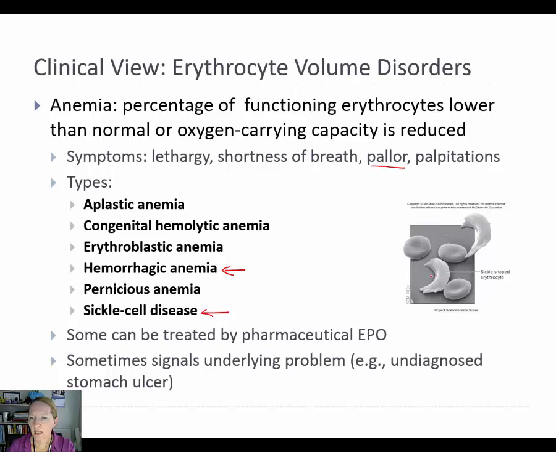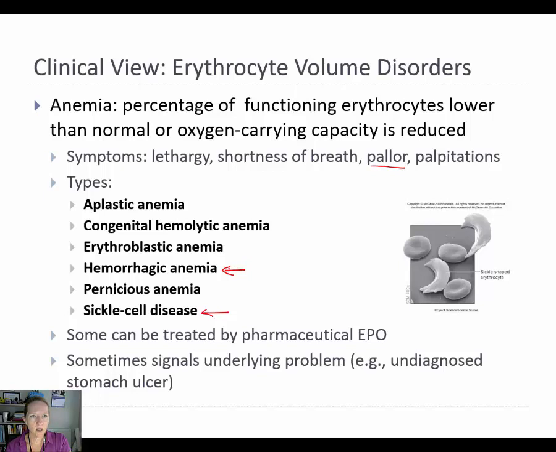Some of these can be treated with EPO to kick in red blood cell production. And then some can actually signal an underlying problem, like you're bleeding because of a stomach ulcer. Or hemorrhoids can also cause a type of anemia. So that's why sometimes you have to go and fix the underlying problem first.